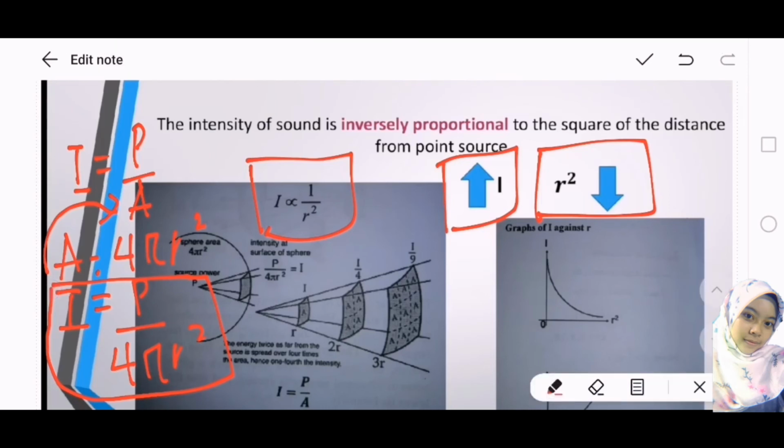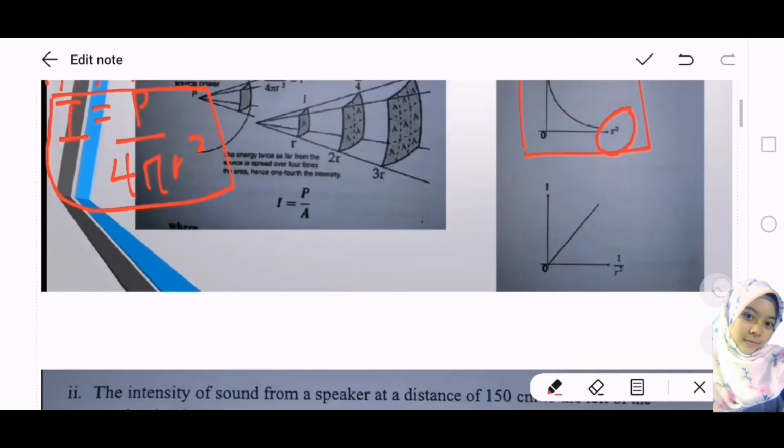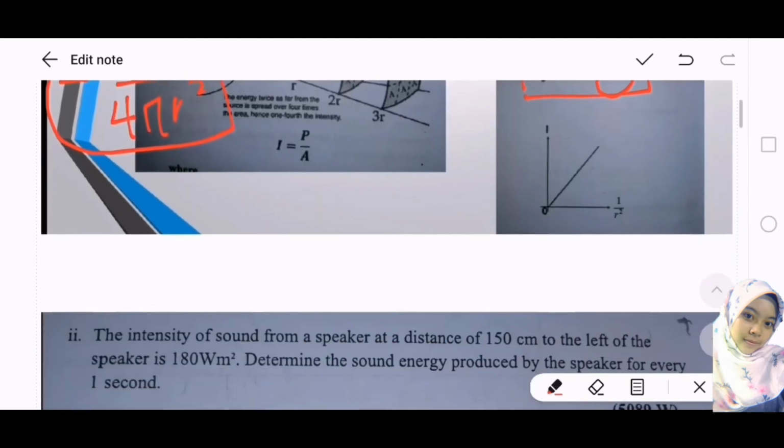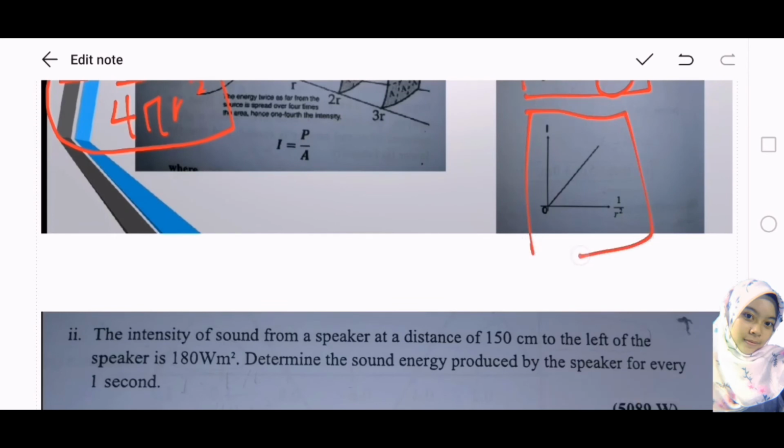Okay, here we have two graphs. The first graph is the I against R squared graph. From this we can see the relation: if we have a low R squared, we have a high intensity of sound. It means the distance is close to the source of the sound. It's inversely proportional to R squared. Next, we have a straight line graph of I against 1 over R squared. It is the same as the previous graph.